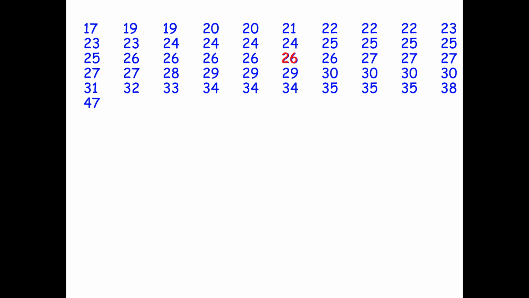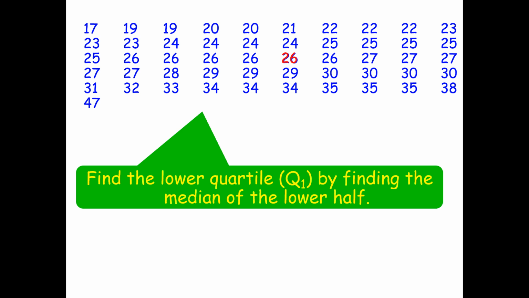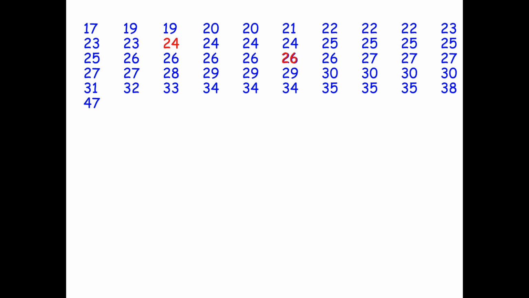Our median is 26. So we're now going to find the lower quartile by finding the median of the lower half. So go ahead and push pause, and when you've found the lower quartile, then push play and let's see if you're right. Something to note here is that our median of 26 should not be used when finding the lower quartile, not the pink 26. So it's okay to use the blue one, but not that pink 26. Did you get a lower quartile of 24?